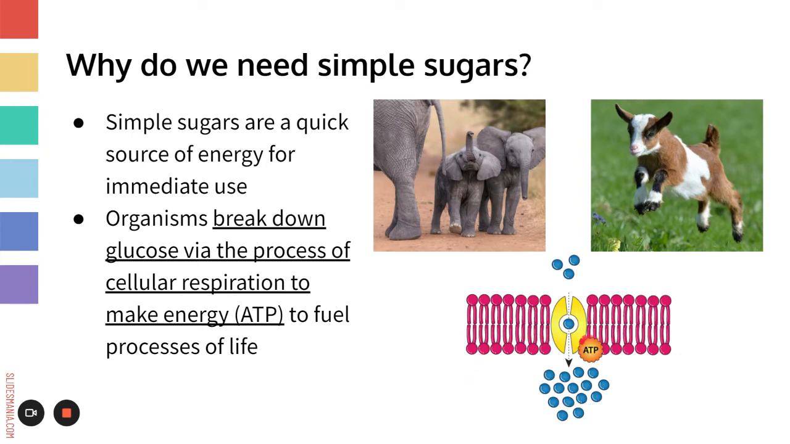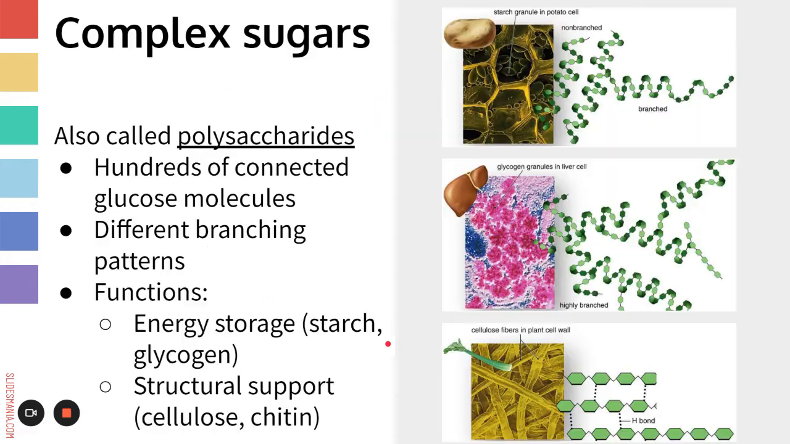And that energy is going to come in the form of ATP for the cell. And this ATP is ultimately going to be created by breaking down glucose through cellular respiration.